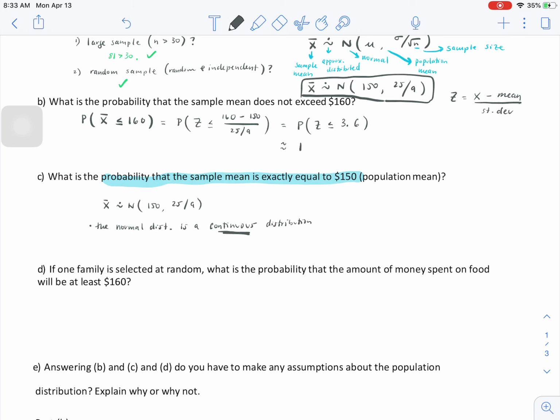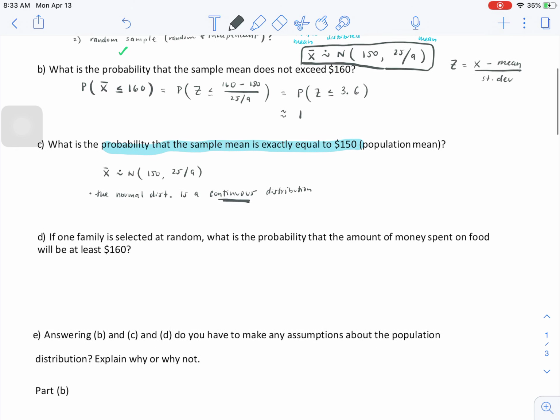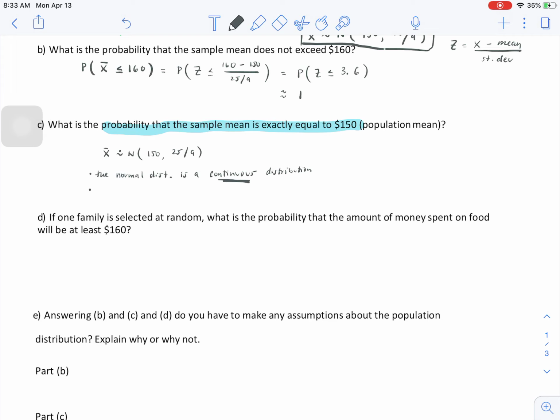What does it mean to be a continuous random variable or to have a continuous distribution? That means this is true of any continuous random variable. It means our sample mean can take an infinite number of possible values. That's part of the definition for a continuous random variable.